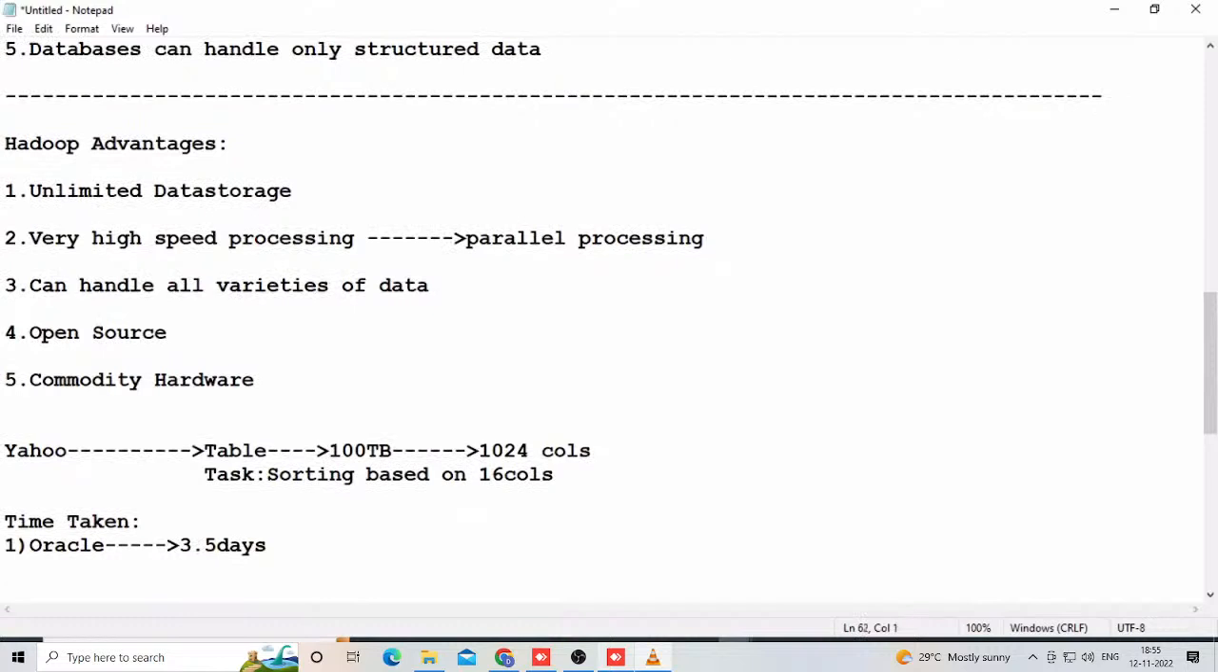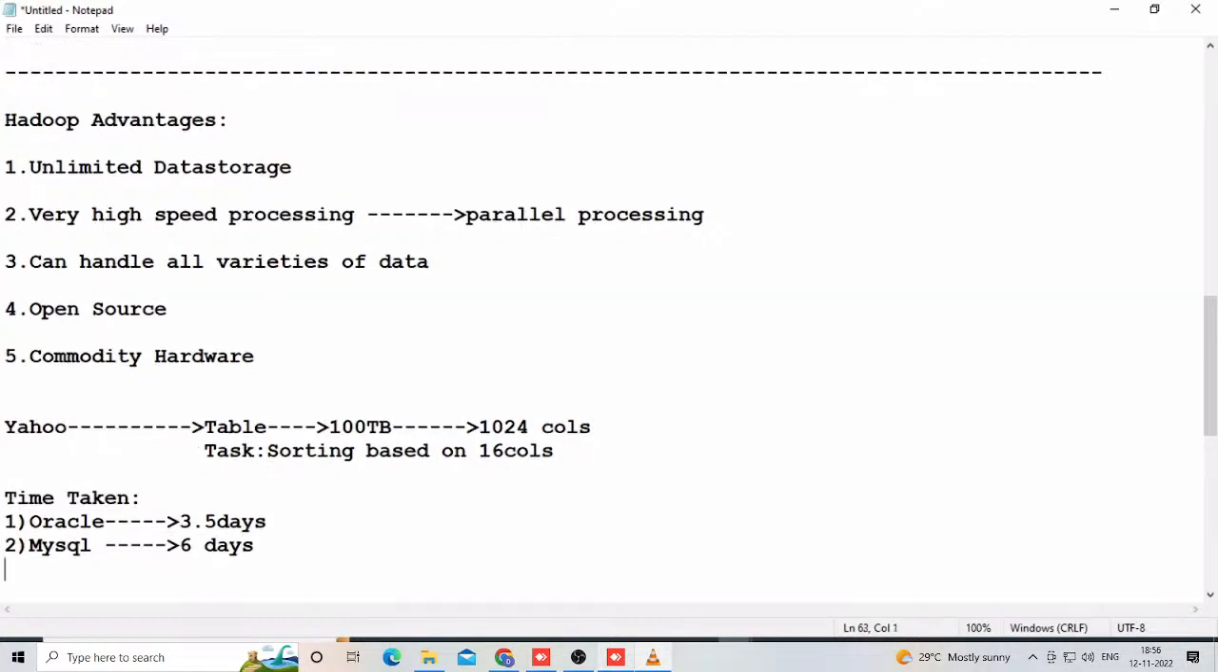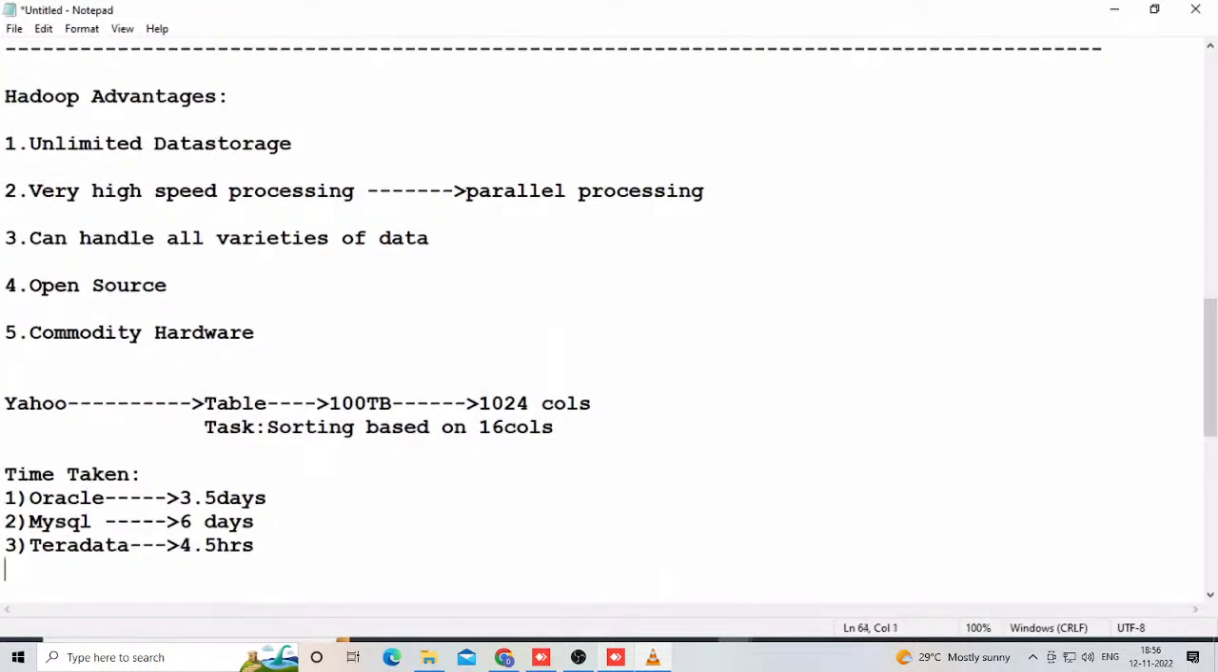To process this, and MySQL, right? It has taken nearly 6 days to process this. But we have got some specialized databases like Teradata, which can handle huge data, like TBs of data. It has just taken 4.5 hours to process that. And more specialized databases like Netezza have taken just 3 hours to process it.